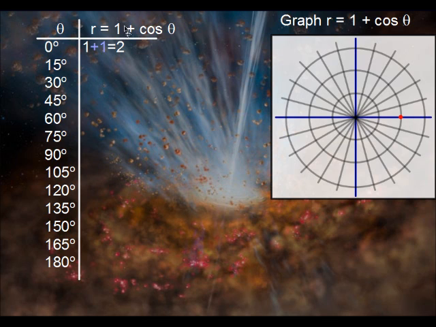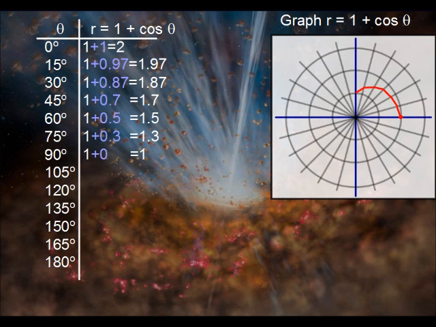Plug in 15, and that's 1 plus the cosine of 15 degrees. That's 1 plus 0.97, which is 1.97, and I've rotated 15 degrees. 1.97 is close to 2, so that's why you're seeing it a little bit more inward. Connect your points. And then you just keep going and going. 1 plus the cosine of 30 degrees is 1.87, so a little bit closer to the pole. 1.7 for 45 degrees, and so on and so forth.